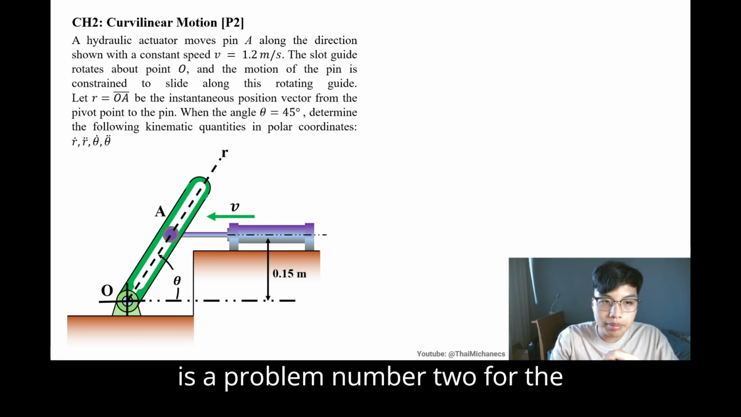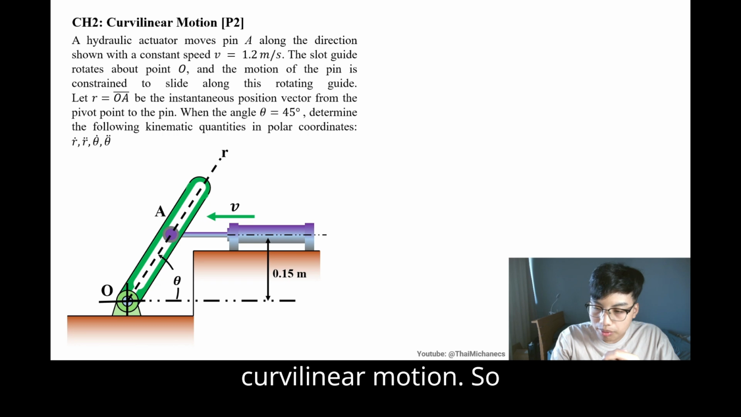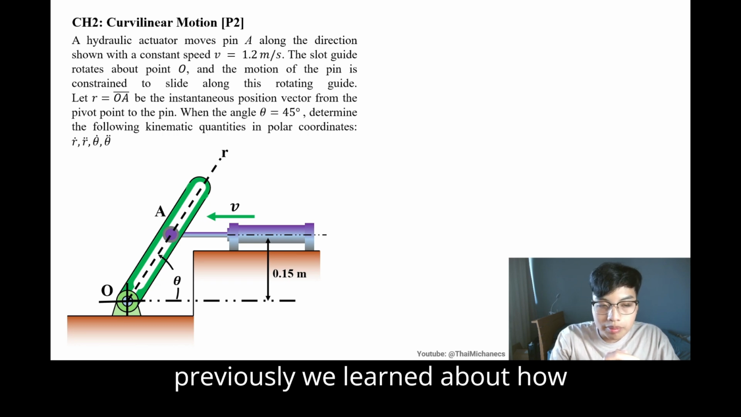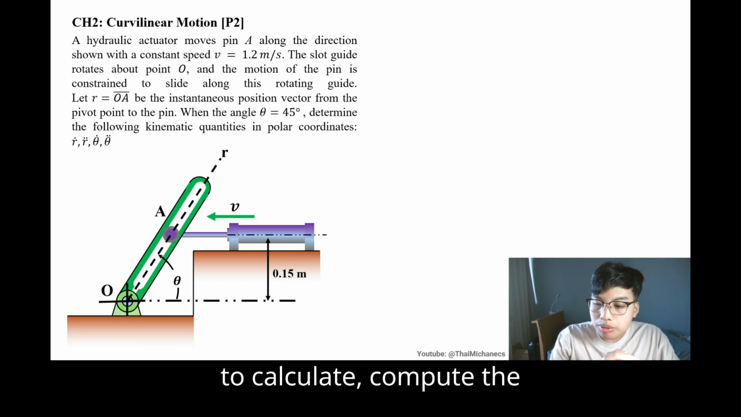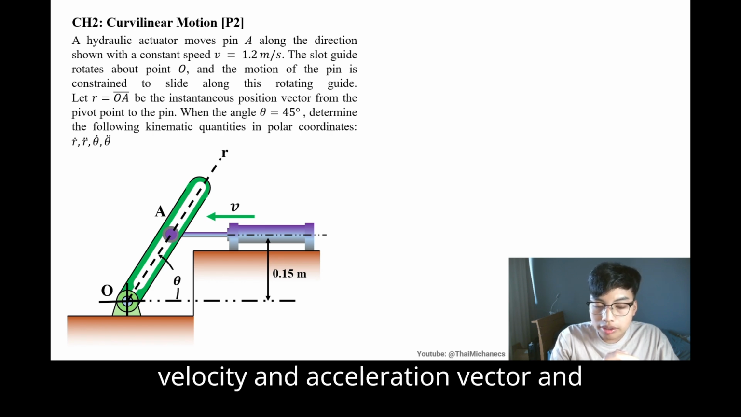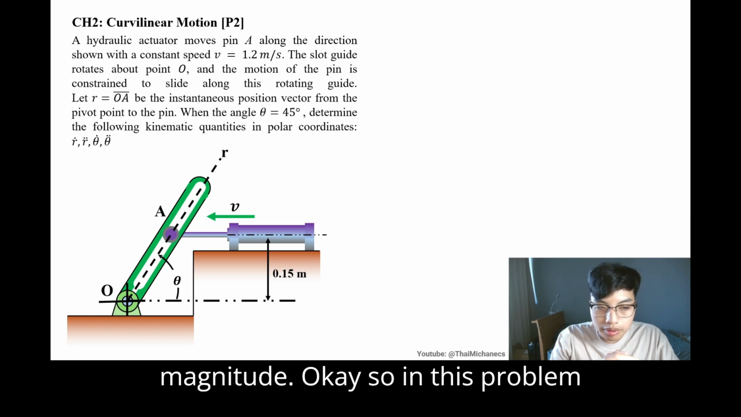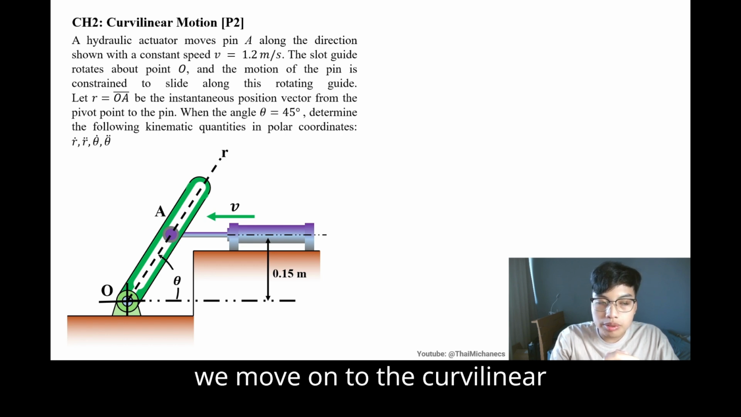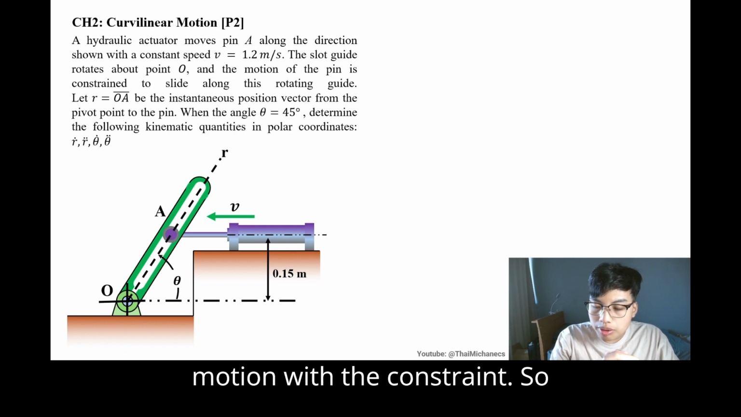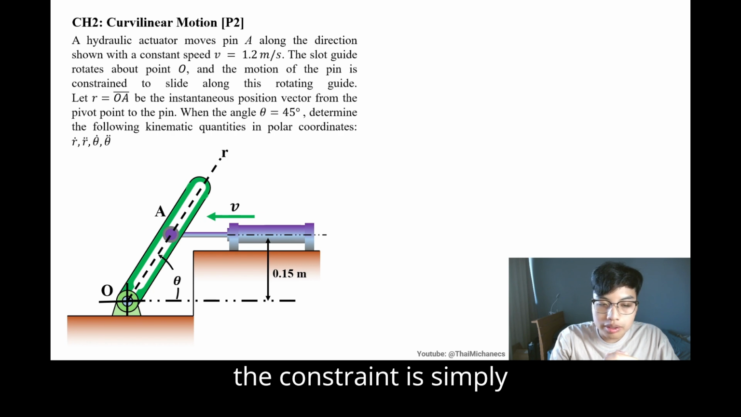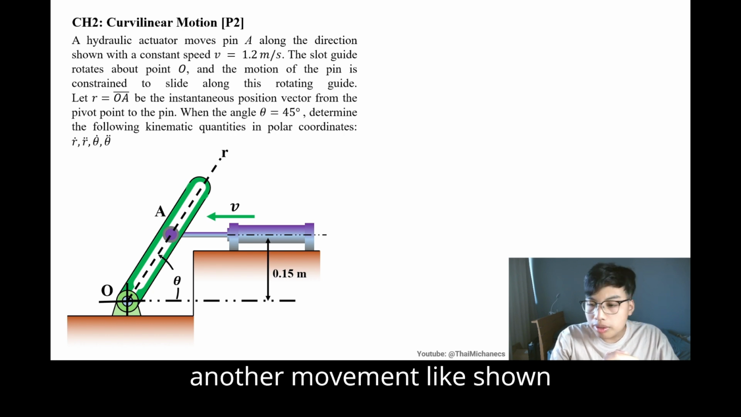So in this video is problem number 2 for the curvilinear motion. Previously we learned how to compute the velocity and acceleration vector and magnitude. In this problem we move on to curvilinear motion with a constraint. The constraint simply refers to a movement that is dependent on another movement, like shown in your left-hand side figures.